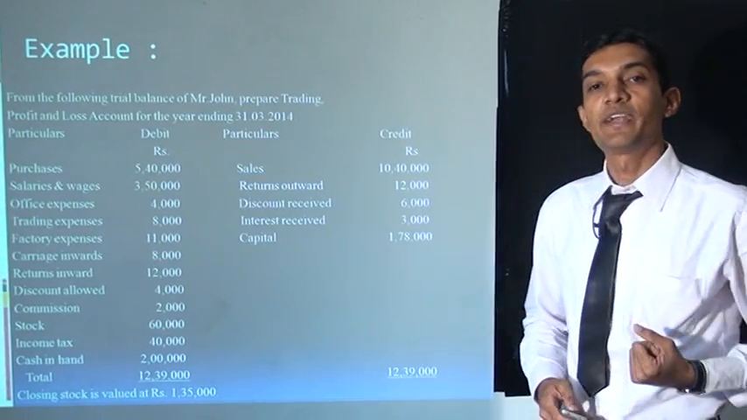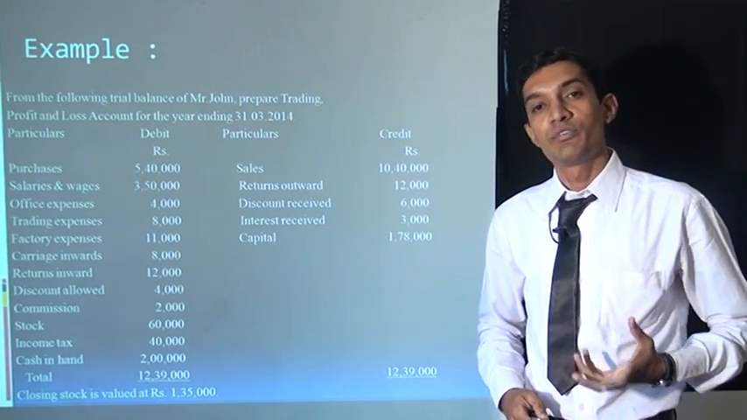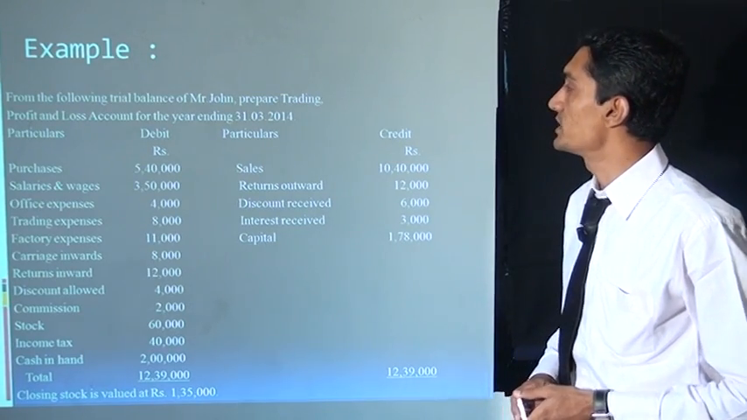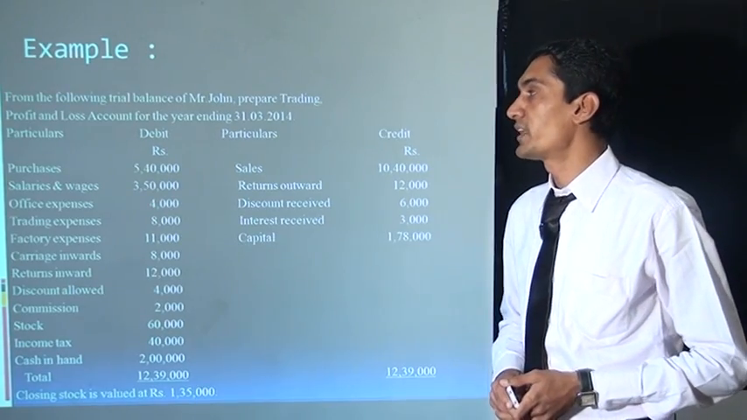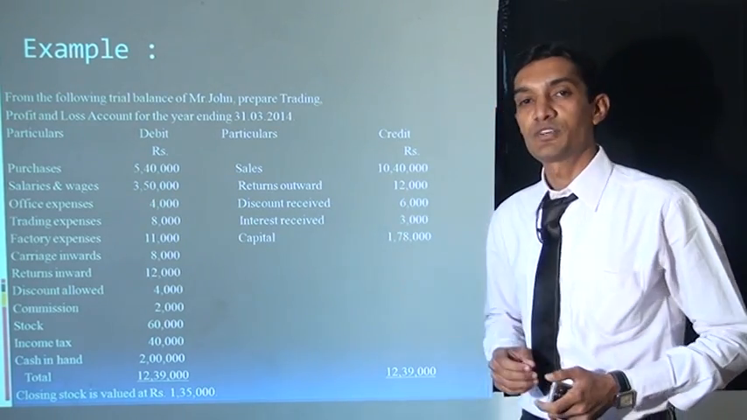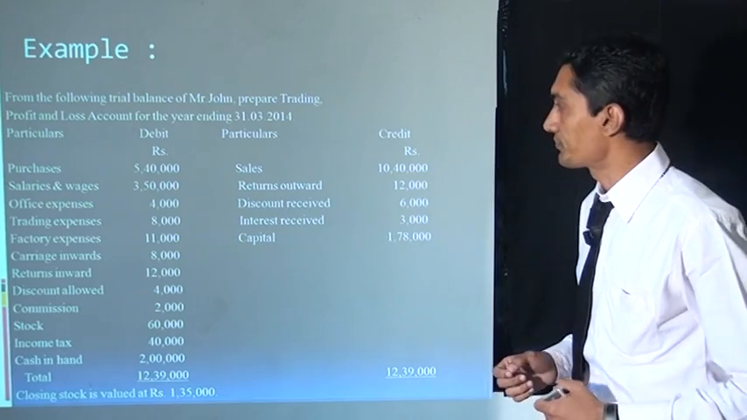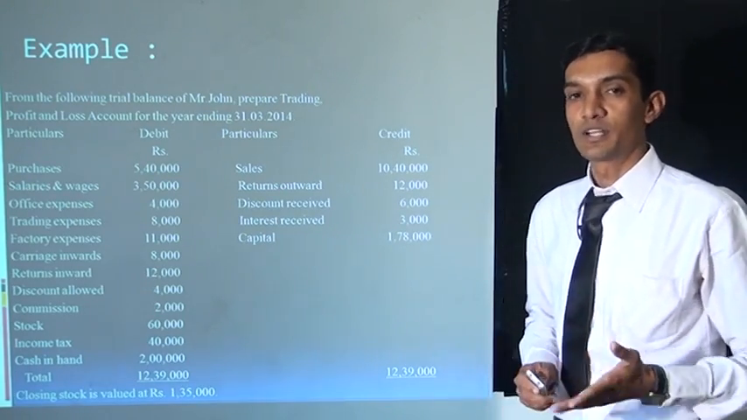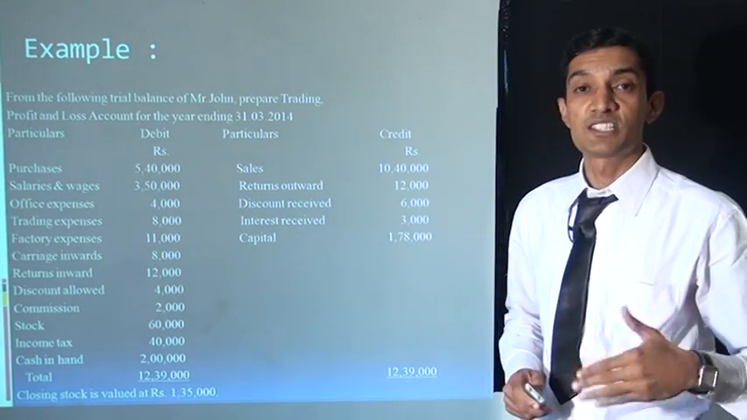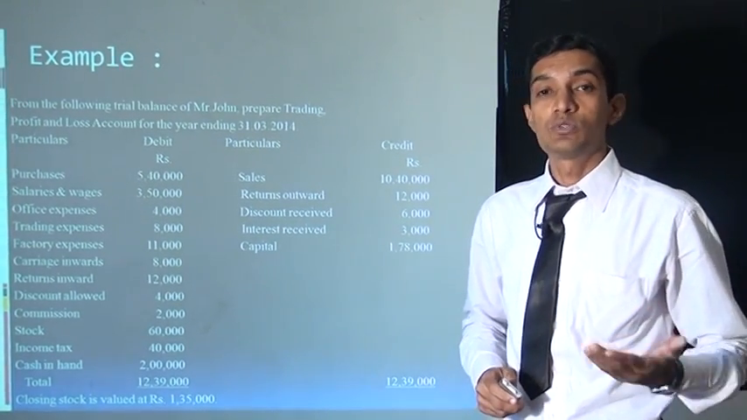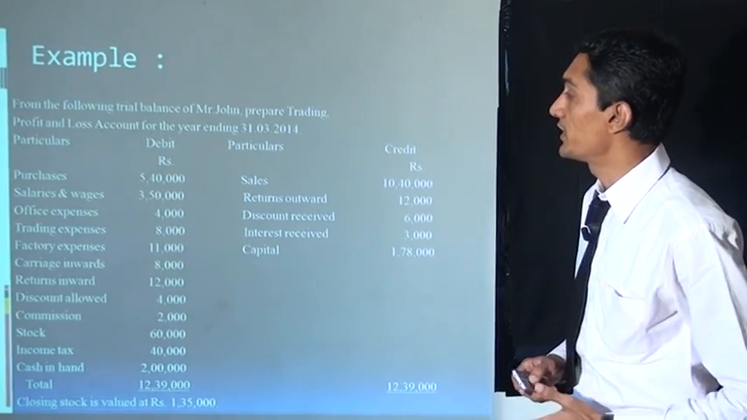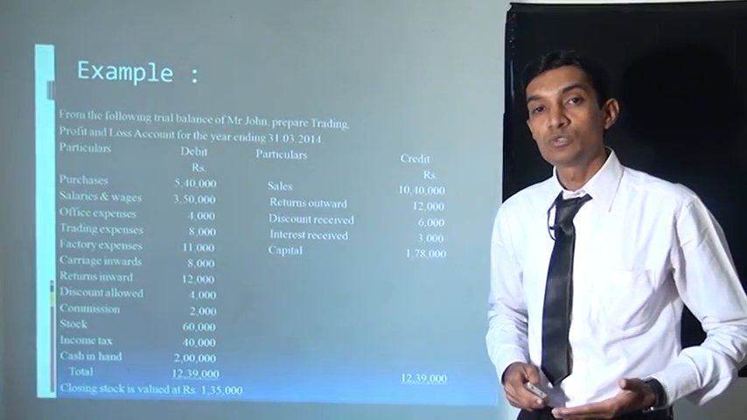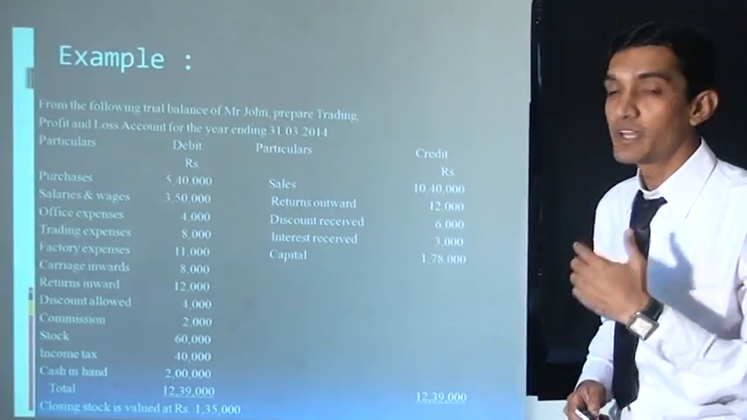Next, now we are taking a practical example of final accounts. From the following trial balance of Mr. John, prepare trading and profit and loss account for the year ending 31st March 2014. So the financial year is 2013 to 14, and the assessment year is, you know, 14 to 15. So these are the transactions, particular debit, particular credit. Now we are preparing both the trading account and the profit and loss account.